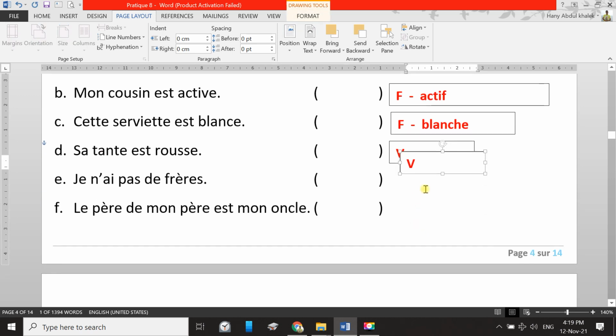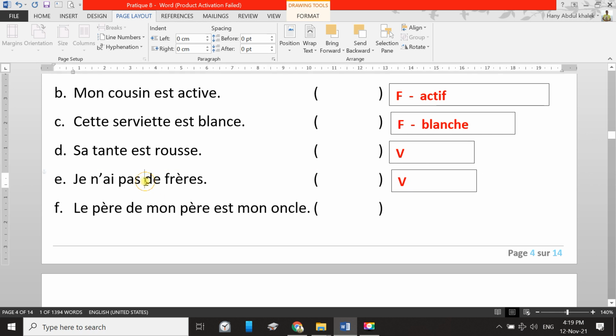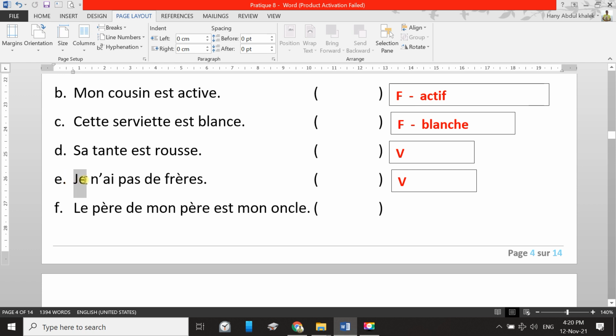Okay, here, this is letter E. Je n'ai pas de frère. This sentence is true because here we have je. The verb is conjugated well with je. Here the negative form is with an apostrophe because the verb is starting with a vowel. Pay attention that the verb has to be between ne and pas, in the middle.